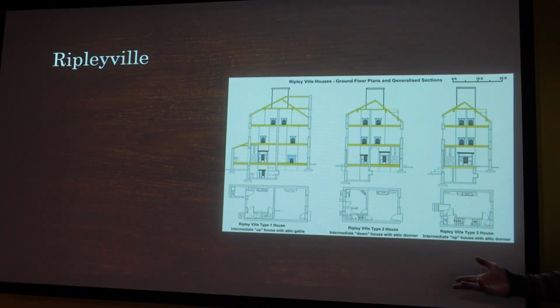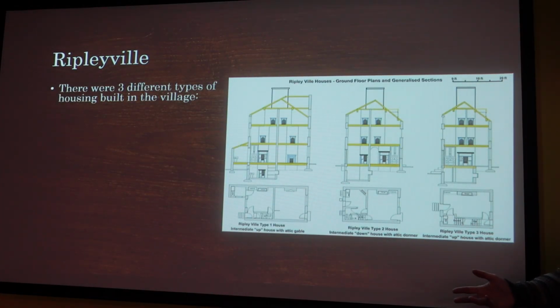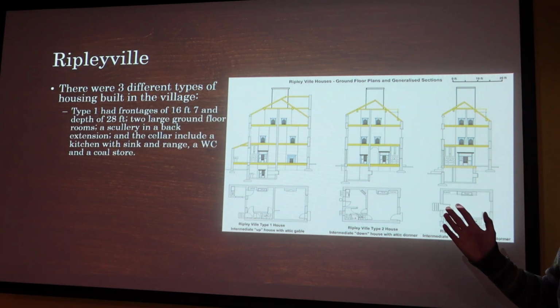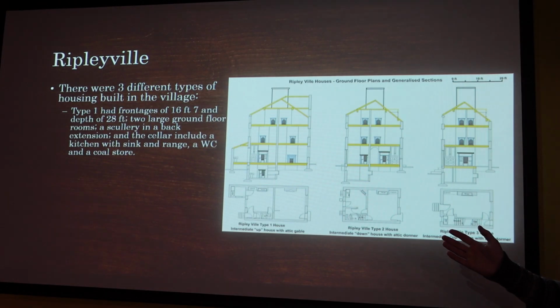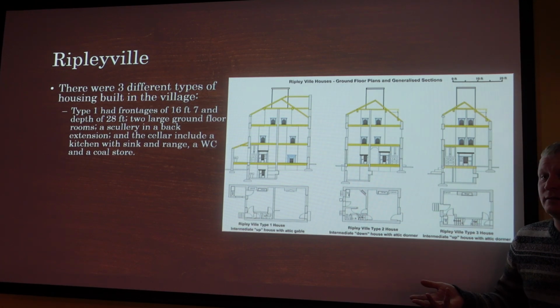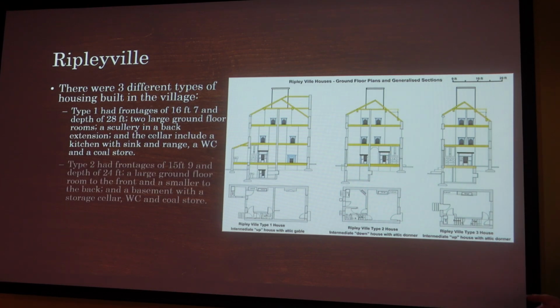So, 3 types of housing. Type 1 had frontages of 16'7", depth of 28 feet. They had 2 large ground floor rooms, a scullery at the back, which was in an extension, and there would be a kitchen with a sink and range and a WC and a coal store in the cellar, which was a heck of a lot nicer than conditions people would usually expect.